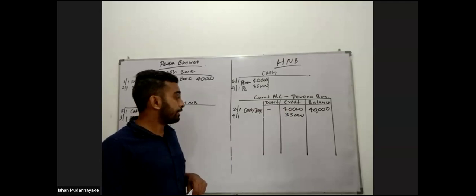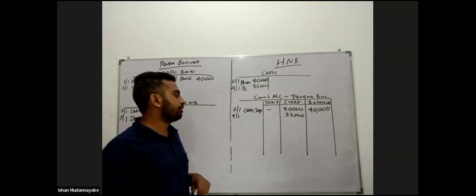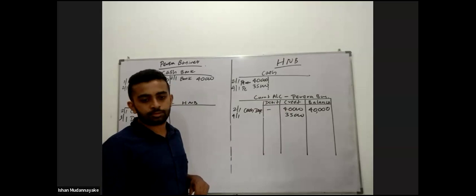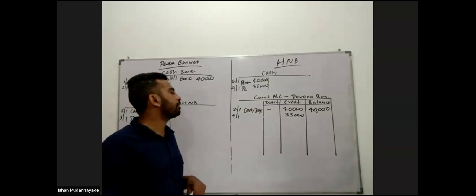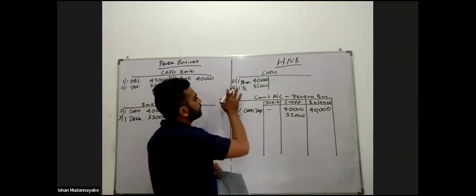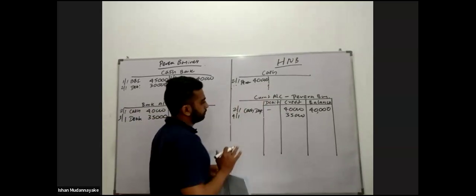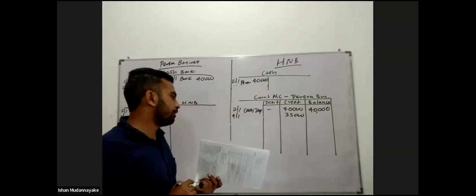Okay, HNB cash book debit 35,000. Pereira current account credit 35,000. But no need to continue this cash book.